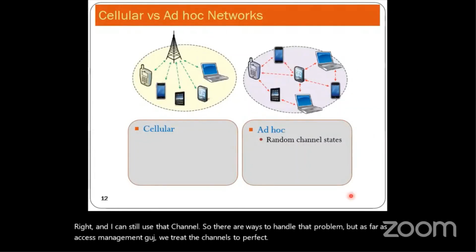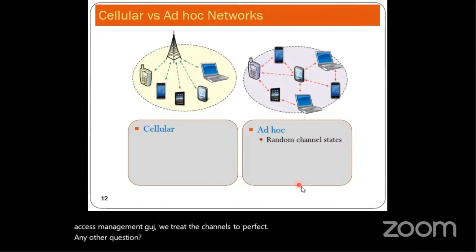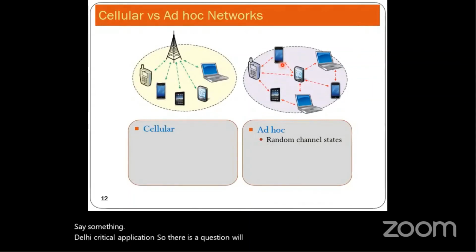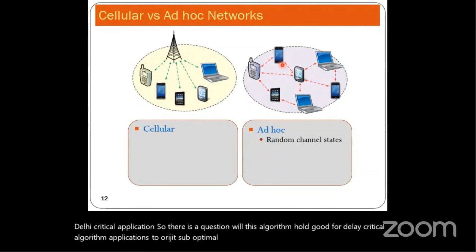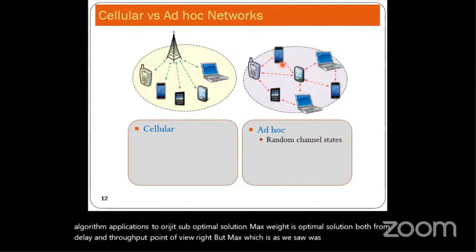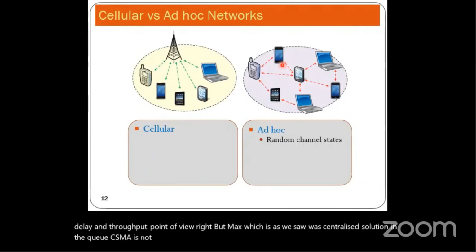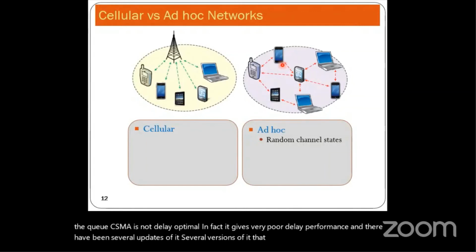Any other question? There is a question: will this algorithm hold good for delay critical applications too, or is it a suboptimal solution? Max weight is the optimal solution, both from the delay and throughput point of view, right? But max weight, as we saw, was a centralized solution. The QCSMA is not delay optimal. In fact, it gives very poor delay performance, and there have been several updates of it, several versions that give better delay performance.